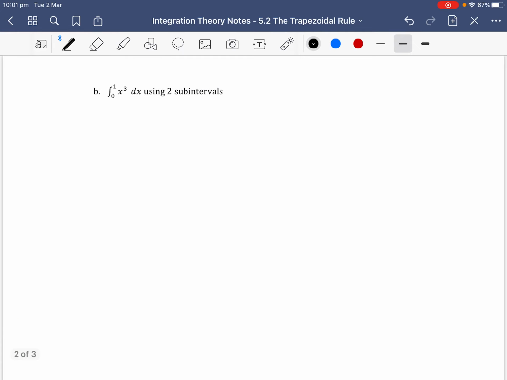Our next example, what we have is the integral of 0 to 1 of x cubed dx using 2 subintervals. So because we have 2 subintervals, what that means is that we are going to have 3 function values.